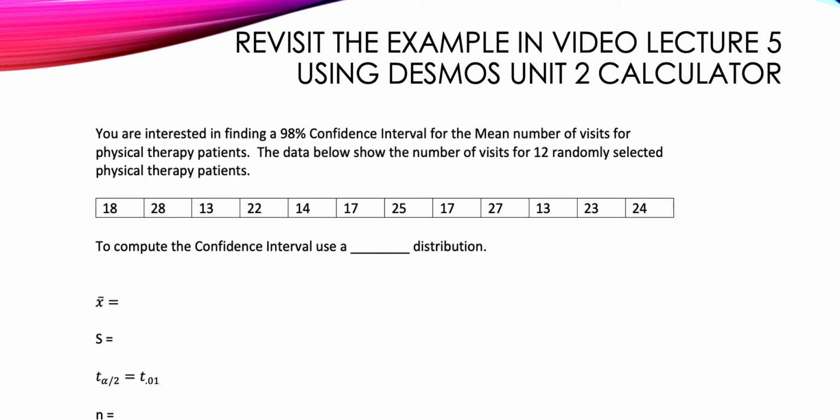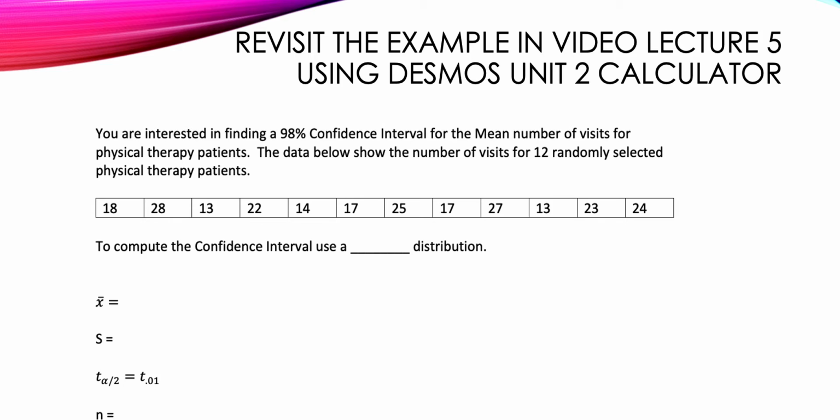We are interested in finding a 98% confidence interval for the mean number of visits for physical therapy patients. We have data from 12 randomly selected physical therapy patients. We don't have a known population standard deviation. We will be using a t-distribution.